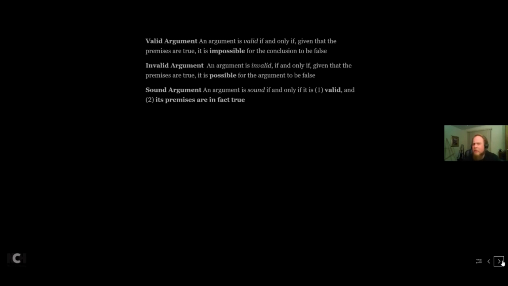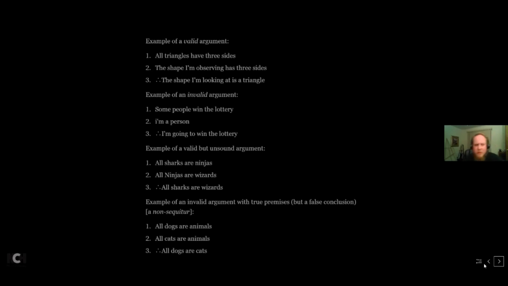So let's take a look at a couple of examples to see what I mean by that. So here's a valid argument. All triangles have three sides. The shape I'm looking at has three sides, so the shape I'm looking at is a triangle. Valid argument.